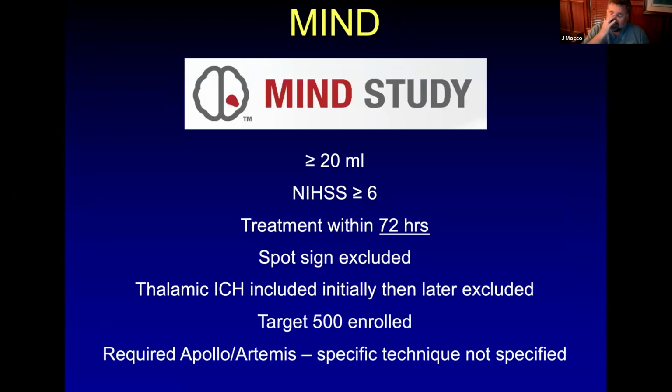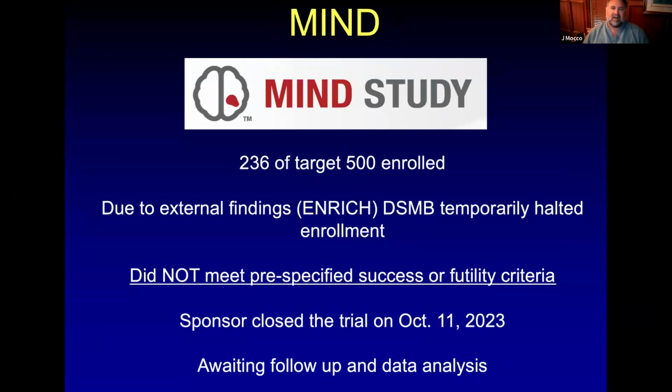Now, there's another trial some of you may have heard of. It hasn't been published, but it was recently presented. Again, I think Adam Arthur made that presentation. And this was an endoscopic evacuation trial that was treatment within 72 hours, not within 24 hours. It also initially included thalamic hemorrhages. There was a target enrollment of 500 patients for that trial. However, they enrolled less than half of the patients.